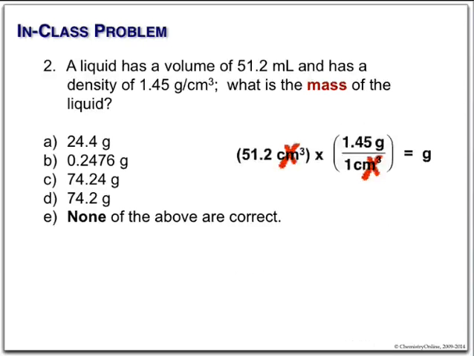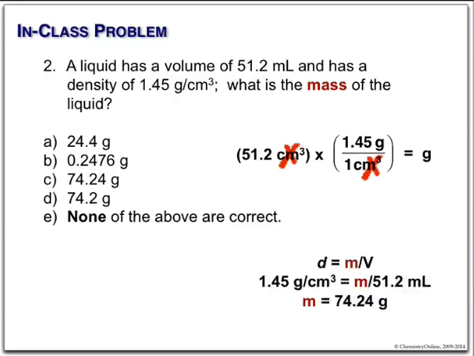When we do our calculation here, 51.2 multiplied by 1.45. Oh, I also did it the other way. So let's just bear with me here. Here I plugged in to our simple density equation. Now I'm going to solve for mass, and I get 74.24 grams. If I multiply these, I should get the same thing.